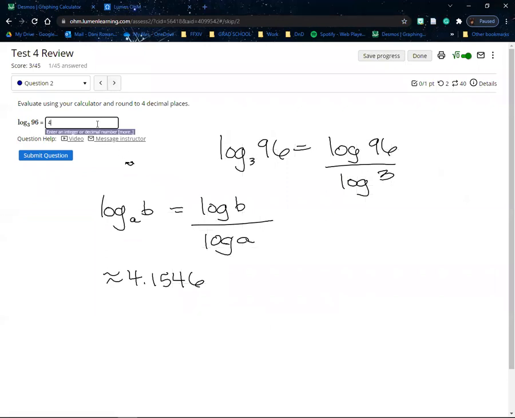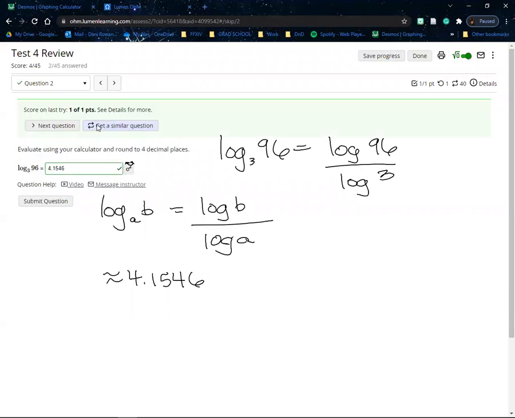If we put that in, 4.1546. Any questions about that one? Pretty standard when you're just plugging it into a calculator, right? Or Desmos. Desmos is your best friend, guys.